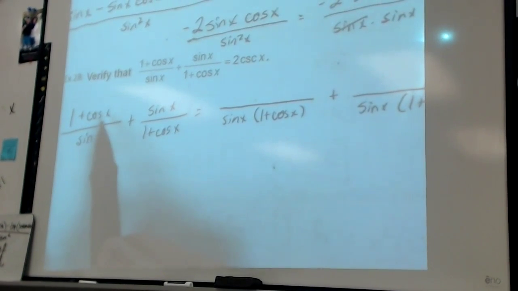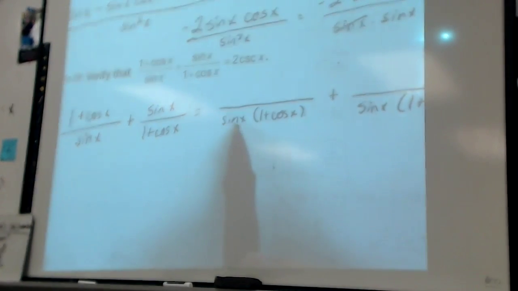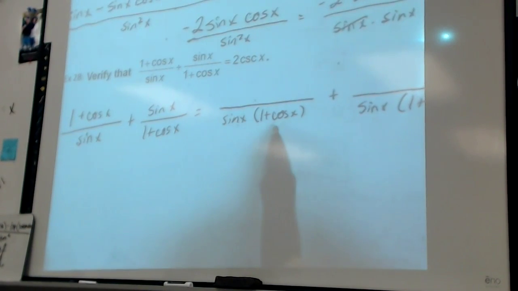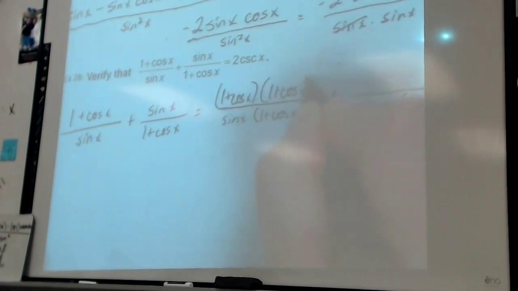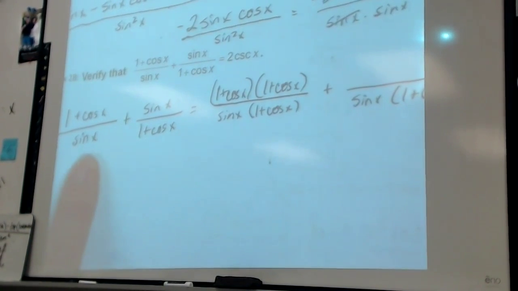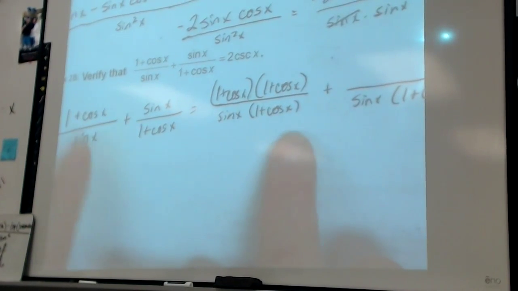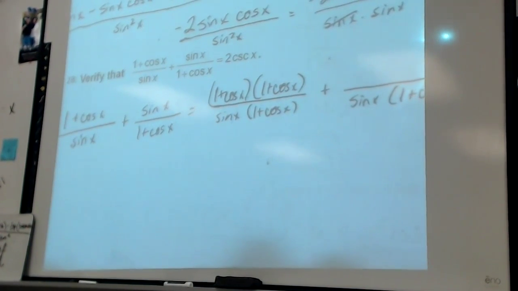So over here in the numerator, I've got 1 plus cosine x, and in the denominator, I have sine x. Well, in my new denominator, I have the sine x, but not the 1 plus cosine x. So that means I'm going to have to multiply 1 plus cosine x times 1 plus cosine x, because I would need to multiply sine x times 1 plus cosine x to get this denominator. So I've got to multiply the numerator by 1 plus cosine x also. That's just equivalent fractions.